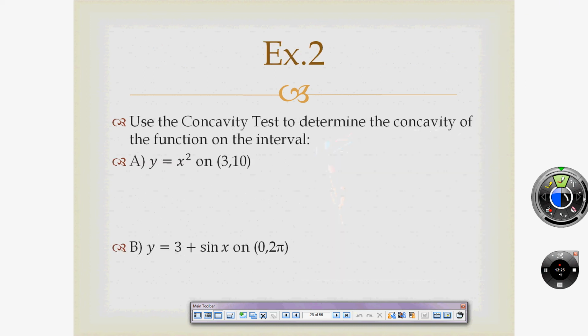Okay, let's actually apply this stuff somewhere. Use the concavity test.